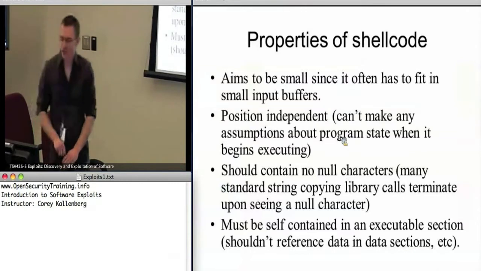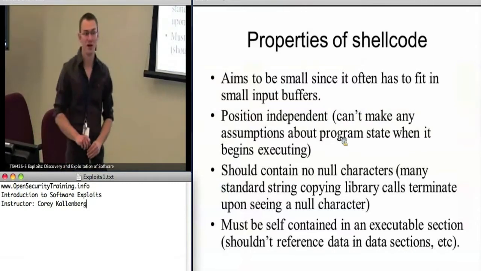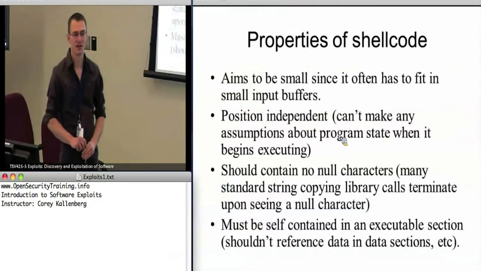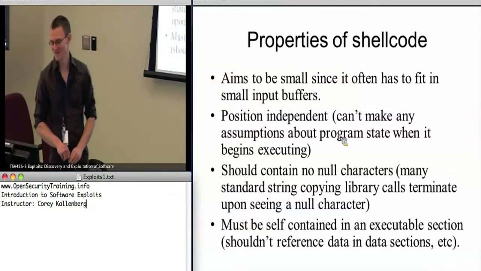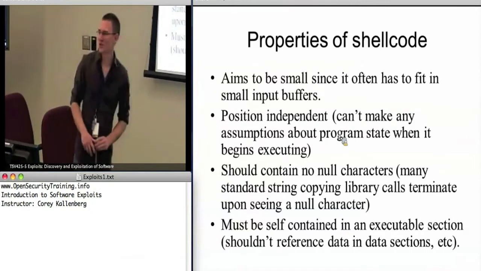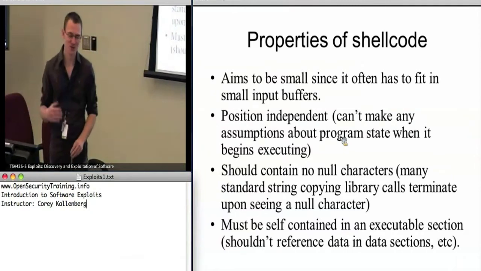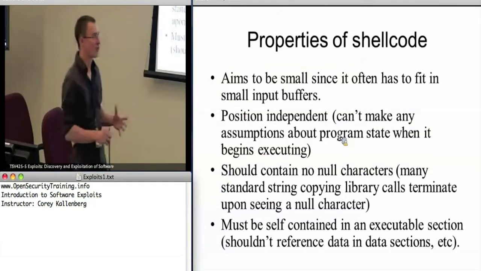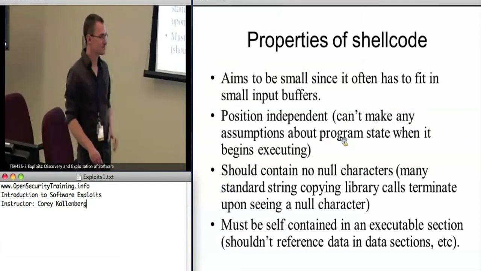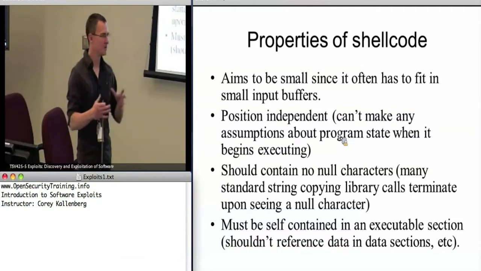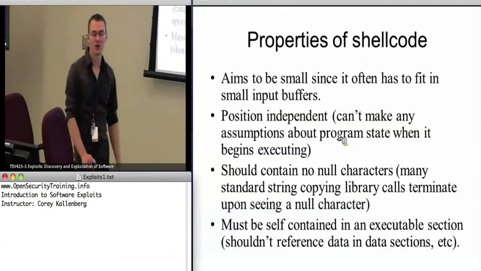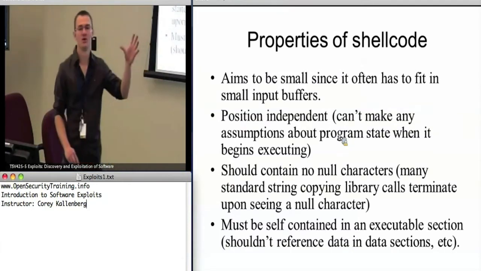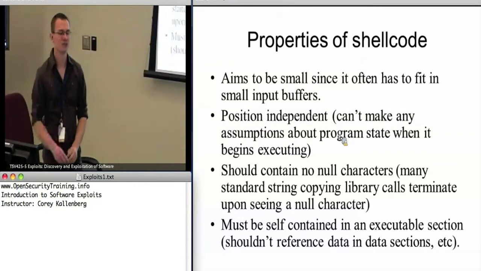Here's another kind of tricky one. Should not contain any null characters. Anyone know why that is? If we're overflowing, what's interpreted is like an ASCII buffer, a string buffer, like a password buffer. If there is a null character in our shellcode, when the victim program is reading in our payload, our shellcode, and it sees that null character, it's going to say, okay, I'm done reading stuff in, and only half of your payload is going to be copied, or up until when you hit that null character, because null characters signify the end of the string.